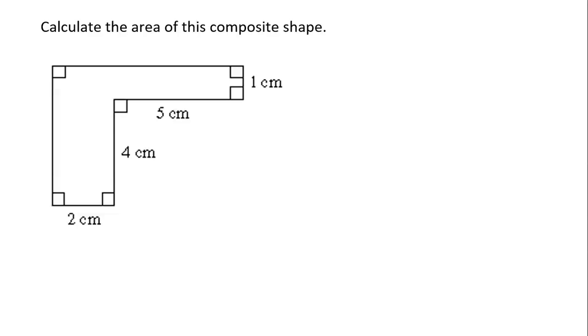This shape looks a little bit different from the plane shapes we've been calculating the area of, and that's because it's called a composite shape. It's composed of some basic plane shapes put together.